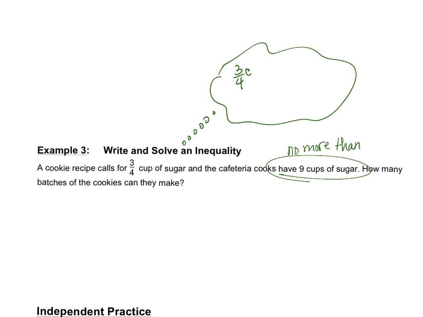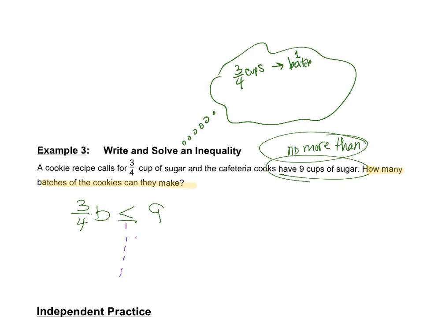If the recipe calls for 3/4 cups for one batch, per batch, then I know that the total number of batches that they are going to be able to make, how many batches will they make, is what they're asking. The total number of batches is going to be 3/4 of a cup multiplied by the number of batches, and that is going to be no more than, which means it's less than or equal to, 9 cups of sugar. To solve the inequality, we are going to remember the inequality. Sorry, I said equation and it should be inequality.